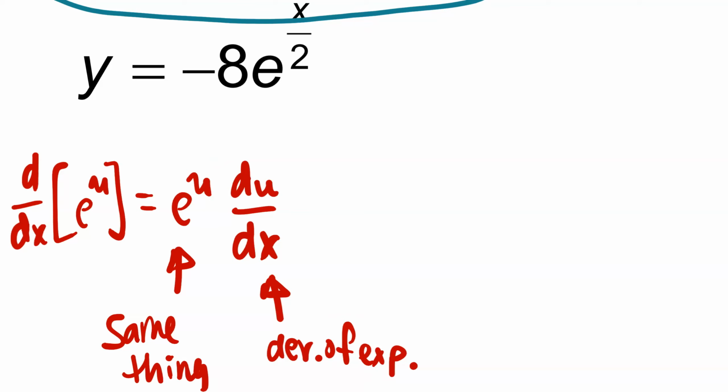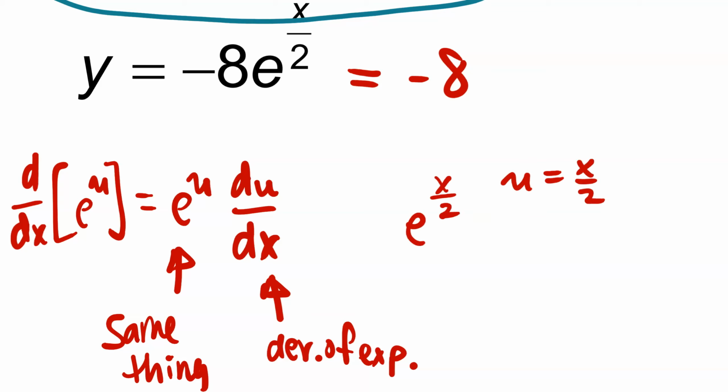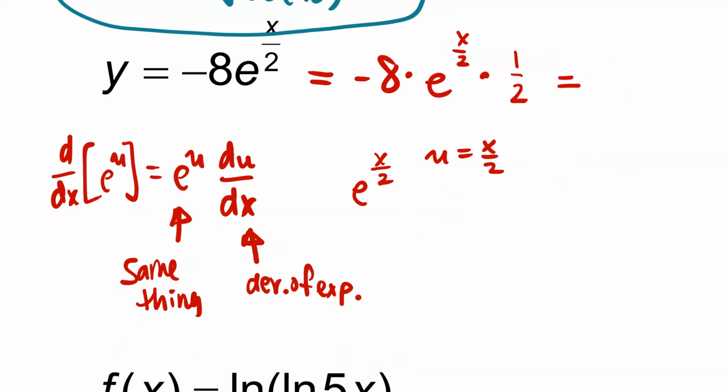So, what about this -8? Normally when we take derivatives, we just multiply the constant out front, right? So I'll multiply by -8. Now I have e to the x over 2, and here my u is x over 2. It is chain rule in the sense that e to an exponent that is a function is just e to the function times the derivative of that function. So -8 times e to the x over 2 times the derivative of x over 2, which is 1/2. So this is just going to be -4 e to the x over 2.